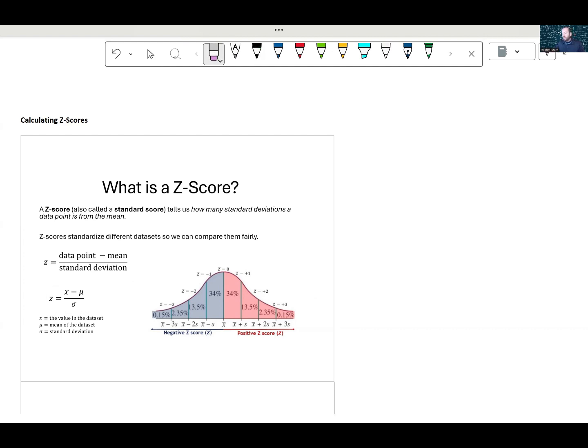And z-scores are very helpful because in the real world, most data sets are approximately normal distributions, meaning they form this bell-shaped curve where most of the values are clustered near the mean. So we have a higher curve here in the center. And we can make generalized assumptions based on the probability of data falling within a certain number of standard deviations from the mean.